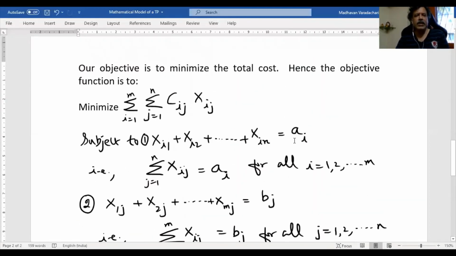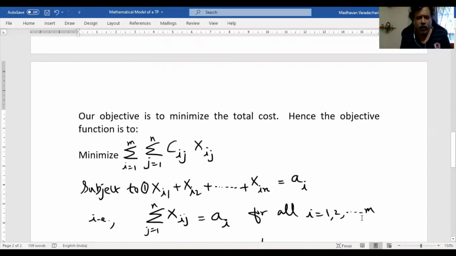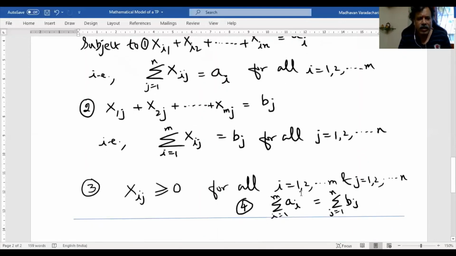How do you generalize a transportation model? The first one, whatever I wrote here, minimizing, we call it the objective function, and the rest are called constraints or subject to some restrictions. We can call this one non-negativity restrictions also. And the rest of the three we can call constraints. So this is about the mathematical model of a transportation problem.